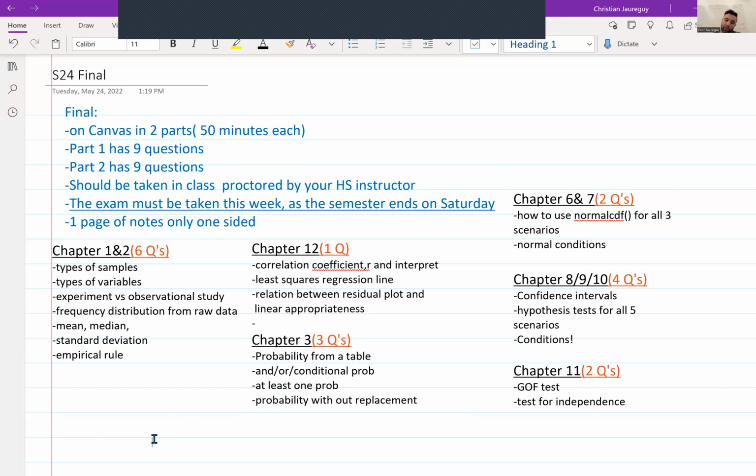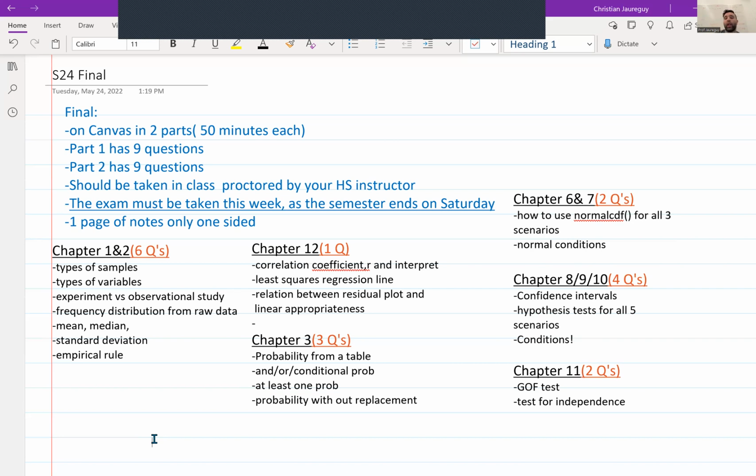So then we have chapter 3. This, in my opinion, is, I don't want to say the hardest chapter, but it's the least direct chapter. You don't know exactly what the questions look like, but know how to find the probability from a table. And that is the and, or, conditional probability of E or F, E and F, E given F, things like that. There's a separate question that involves the topics about marbles out of a bag or picking without replacement. And then once you're there, figuring out how to do the at least one probability. Remember, you use the complement rule for that situation.